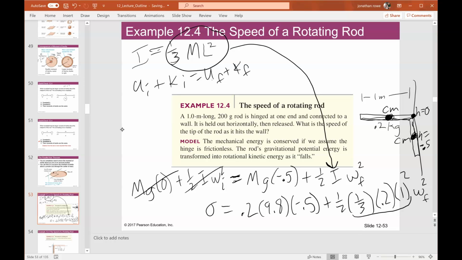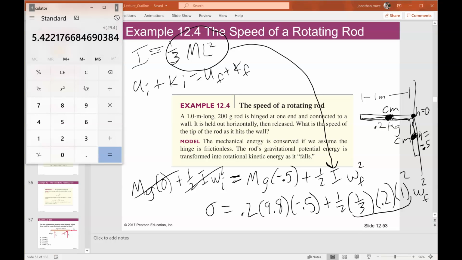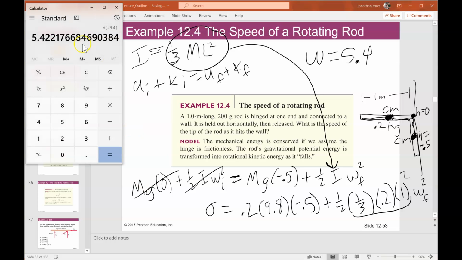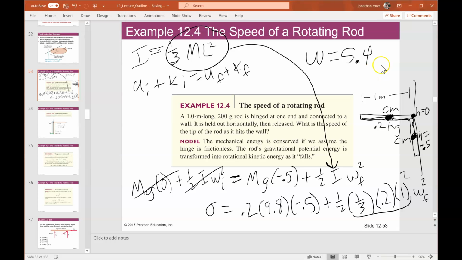Let me pause it and do that in my calculator. I got omega equal to 5.4. And yes, you did see the old computer calculator come up with that, because I can't find my calculator at the moment. So 5.4 is omega.